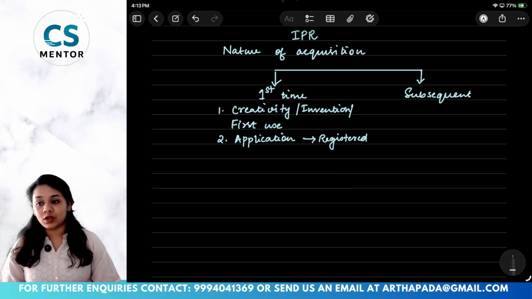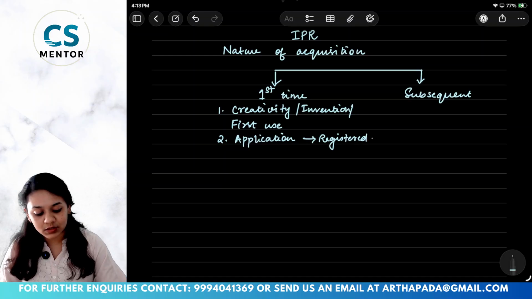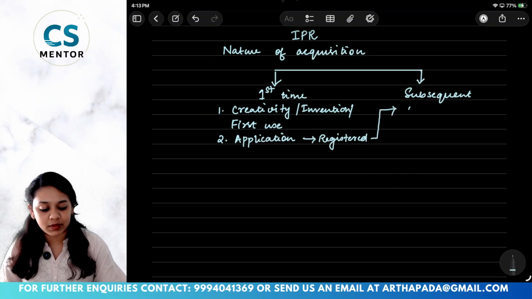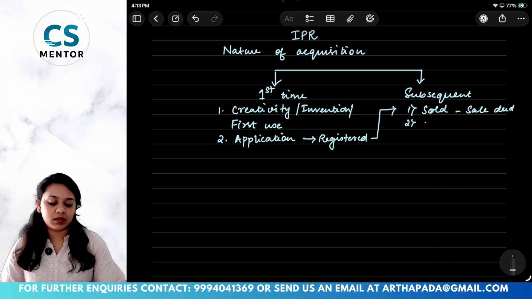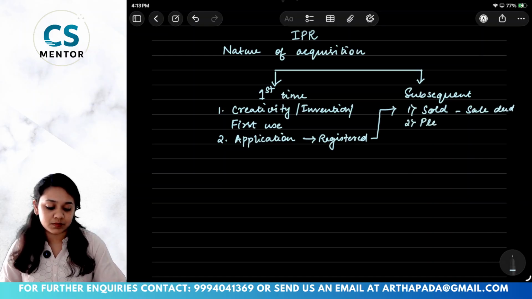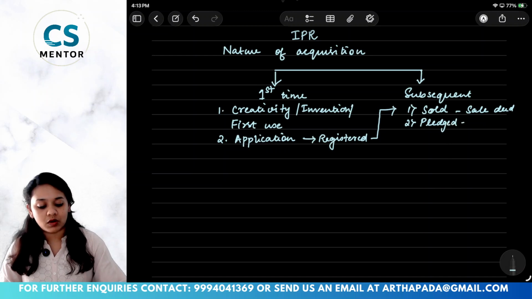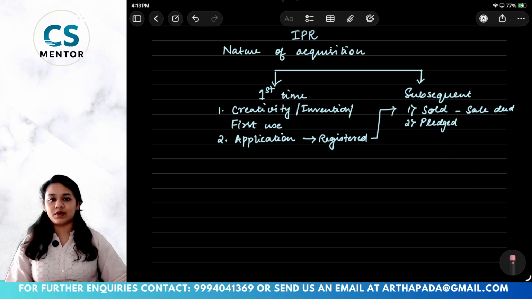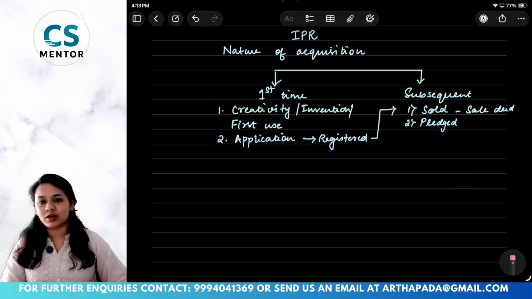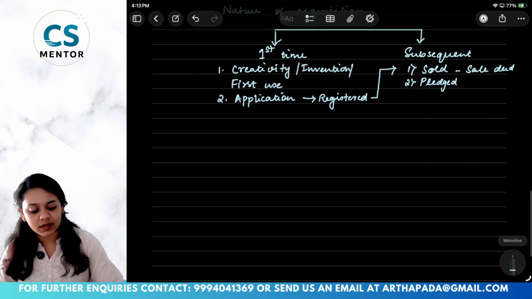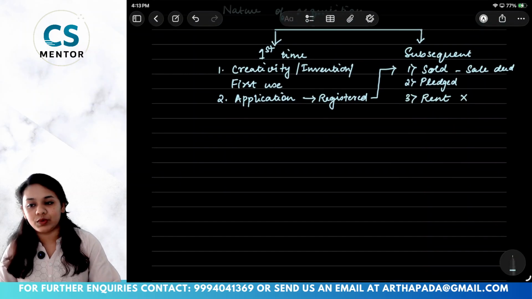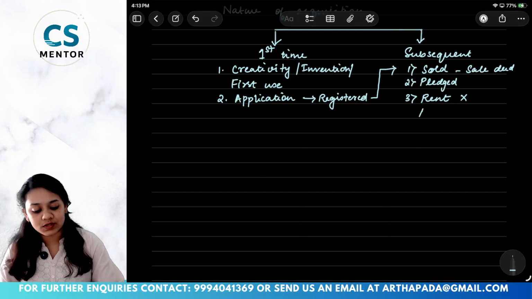Now this registered intellectual property can then be sold through what? A sale deed, or it can be pledged, and the requisite deed can be a mortgage deed, a transfer deed, whatever be the case. Then the third thing is, we don't exactly use the word rent with respect to intellectual property. The words that we use are either licensing or assignment.